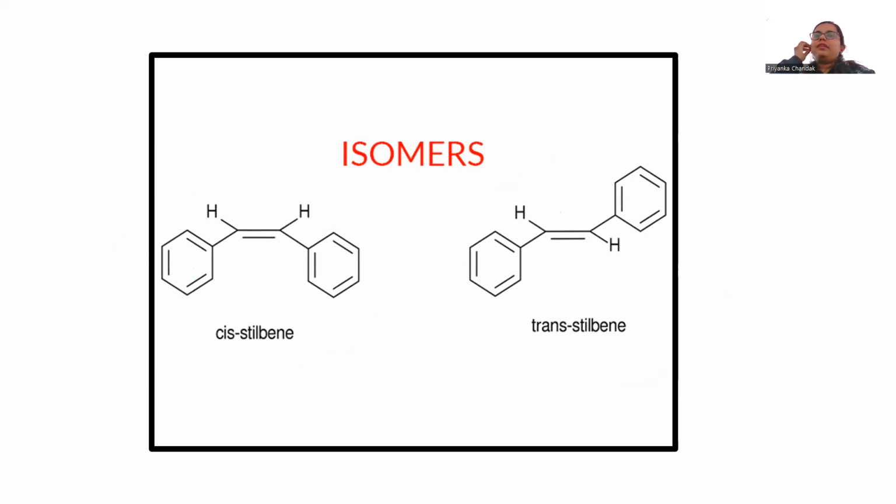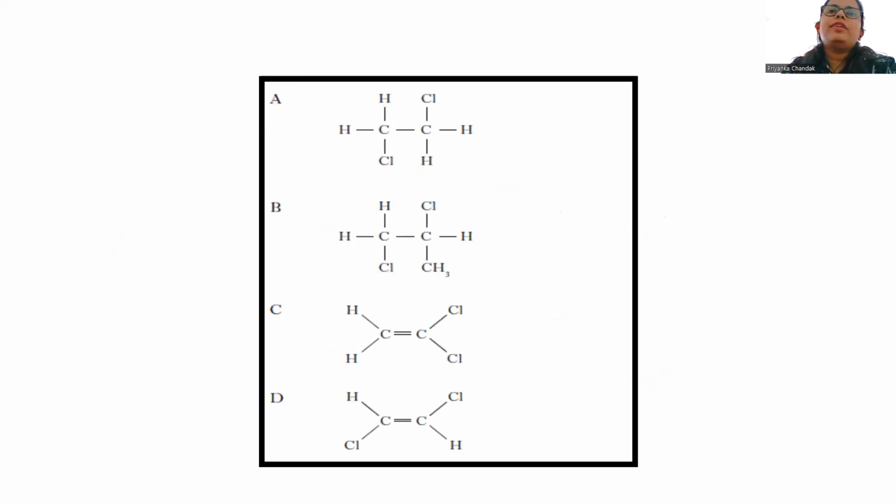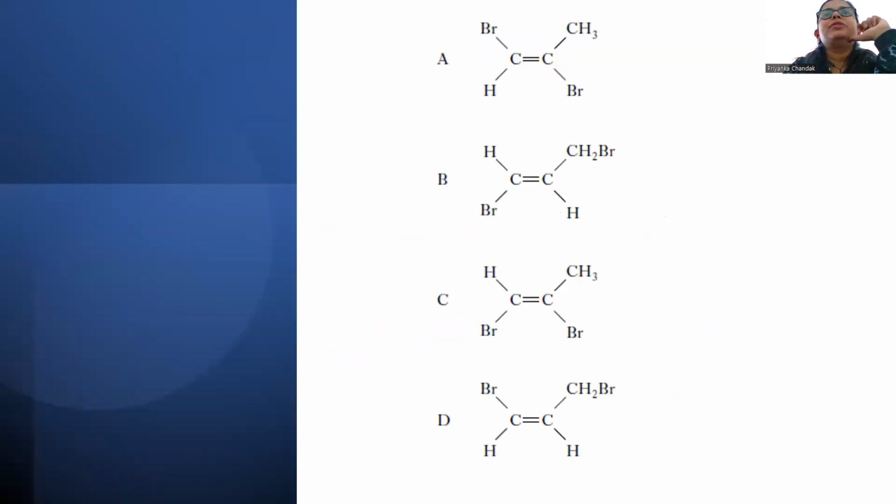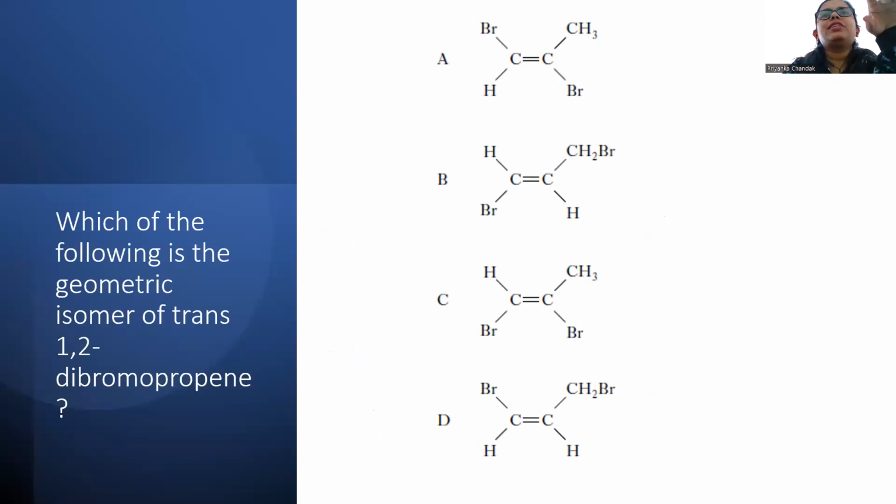Okay, now next, please pay attention, so you will get that 100%. This is a question for you. You can solve this question: which of the following compounds has a geometrical isomer? You can identify and let me know. Second question, again you can take a screenshot and write it down, and find out which of the following is the geometrical isomer of trans 1,2-dibromopropene. Okay, so find this out.